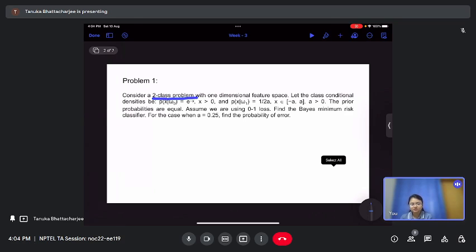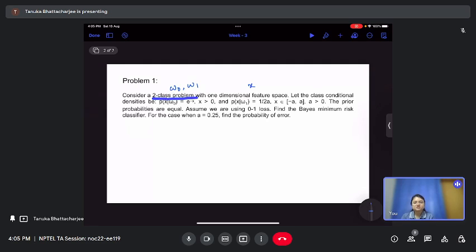So the two classes here we are assuming as omega 0 and omega 1, and we have one dimensional feature space. So let us represent that by x. Now the class conditional densities for the two classes are given. Given omega naught, the distribution of x is exponential for positive x. Since the distribution is e to the power minus x for x greater than 0, we will assume that for x less than or equal to 0, the probability distribution will be 0.